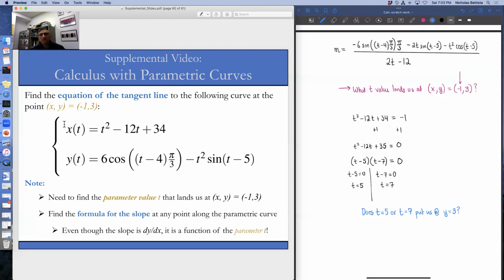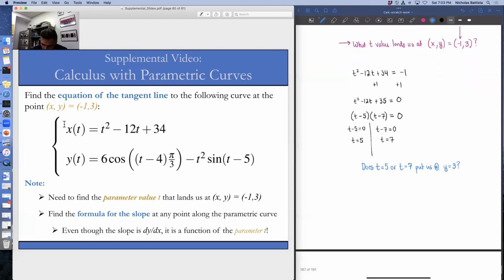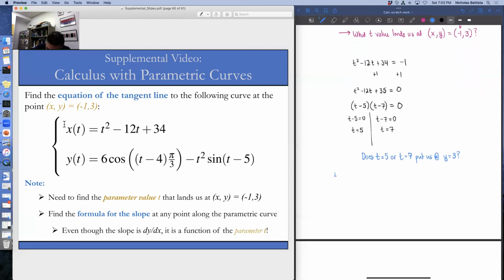So the next thing we're going to do here is substitute those values of t into our y equation and see which one places us at the correct y value. So let's go ahead and do that next. And let's just start with, say, t is 5. So we'll take our y equation in this case. Anywhere there's a t, we'll just substitute a 5 into it, just evaluating the y coordinate at 5.